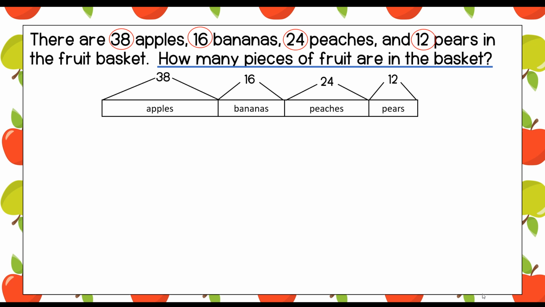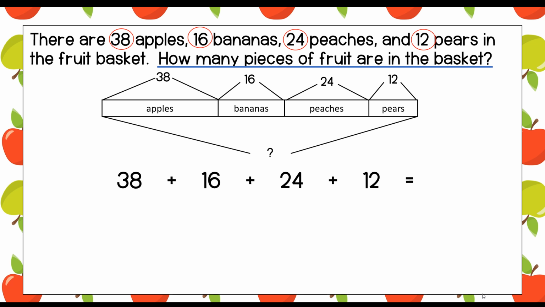I know all of my parts, all of my fruit that are in the basket, but I need to know the total number. That means I have to add all of these numbers together. It's a lot of numbers today, but we're going to use a strategy. We're going to break apart each of these numbers into tens and ones so we can try to find more groups of 10.